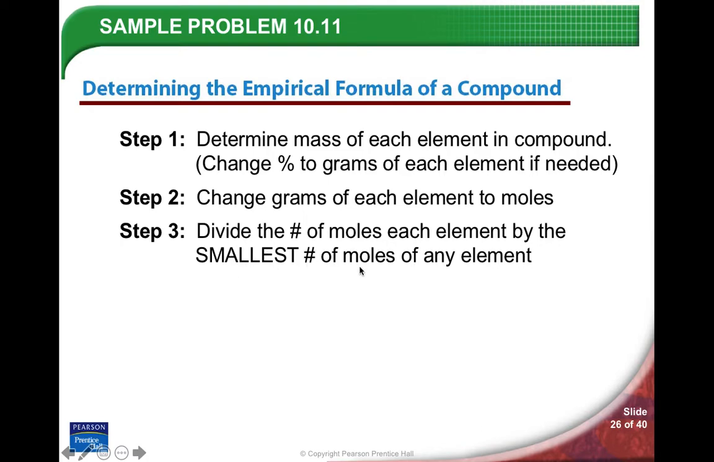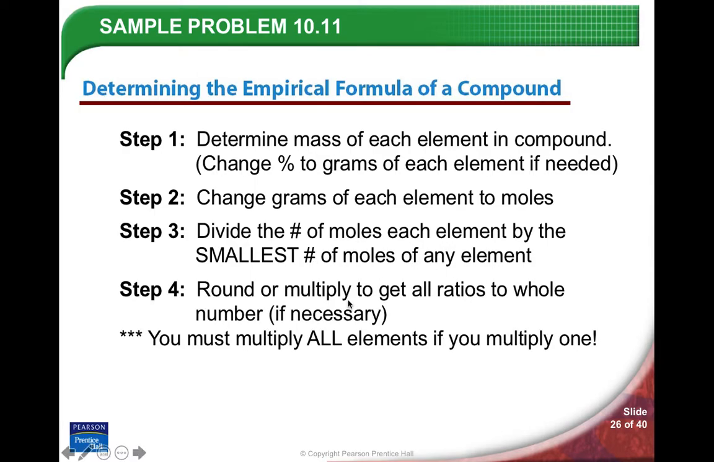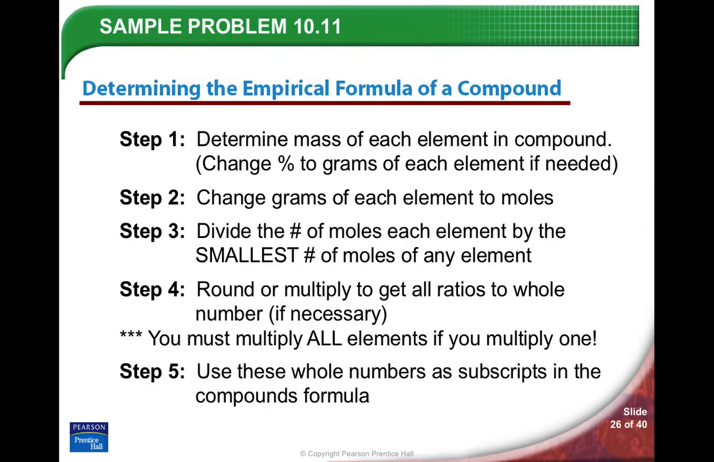This is where it gets kind of strange, but hang with it. You're going to take and divide all the number of moles for each of the different elements by whichever number is the smallest. Hang with me, it'll make sense. Once you get to that point, you may have to round very slightly to the hundredths place, or sometimes you have to multiply. And again, if you multiply any of the elements, you're going to have to multiply all of them to keep it proportional. It's like doubling a recipe, right? You can't just double the flour and expect to get a good cake. Once you've got whole numbers, then those become the subscripts in the chemical formulas.